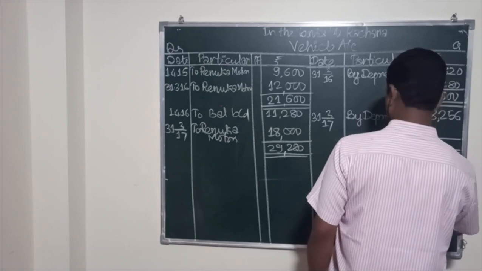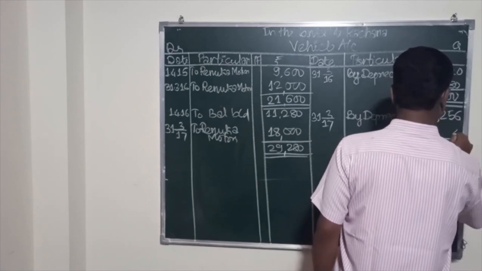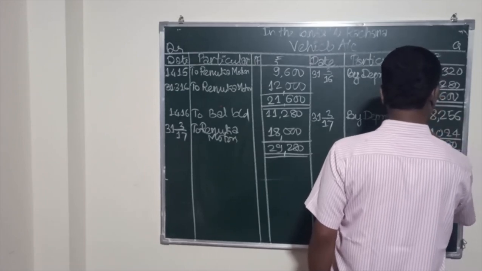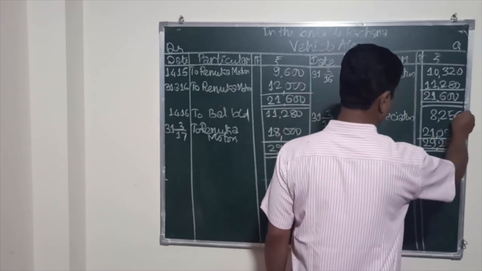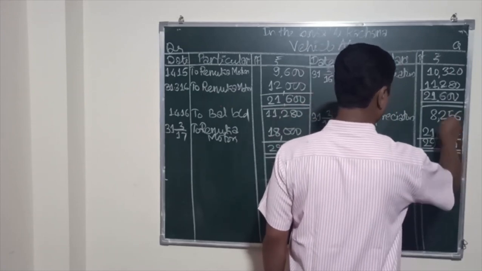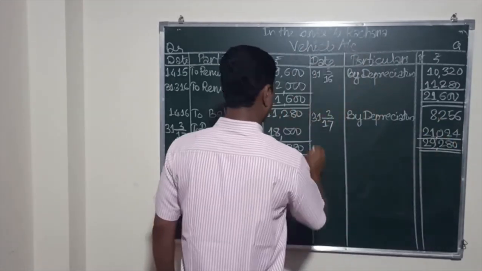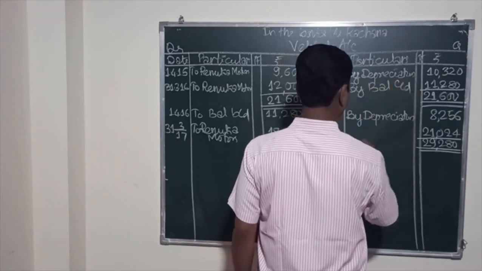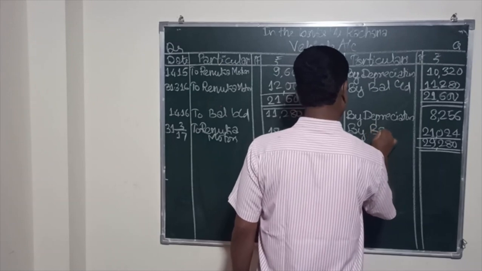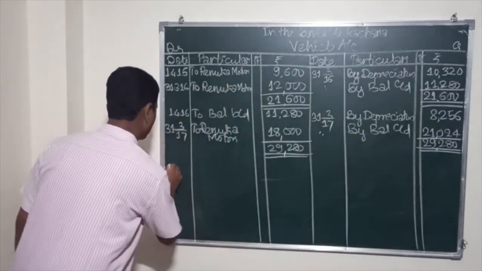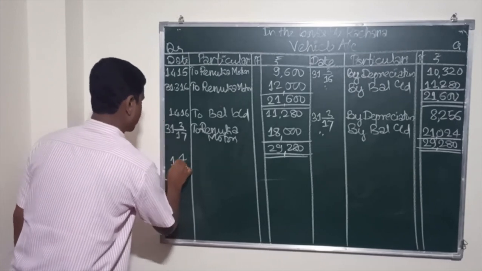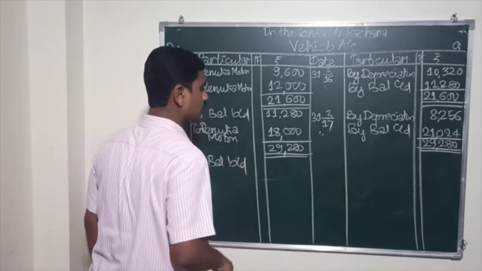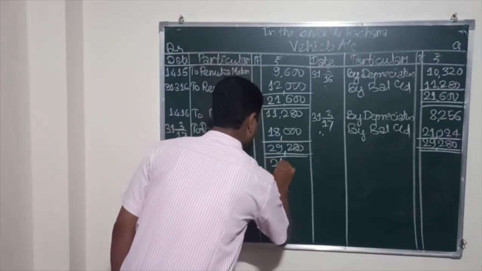29,280. 6 plus 4, 10 carry 1, 5 and 6 plus 2 here, 0 here, 8 plus 1, so 21,024 here, 4, 6 plus 4, 10 carry 1, 3 plus 5, 8, 2 plus 0, 2, 8 plus 1, 9. So let's write down here, by balance carry down. And this balance will be brought down on 1/4/17 only. So to balance brought down, 21,024.